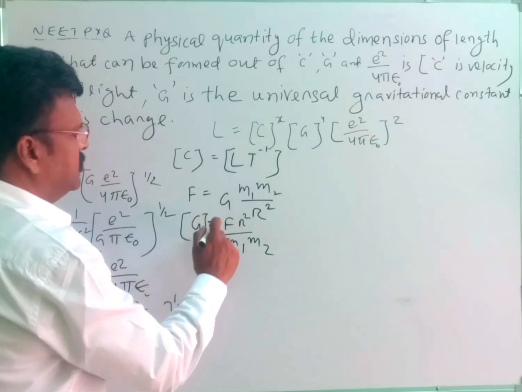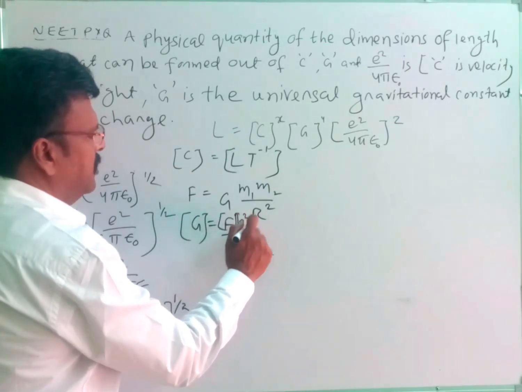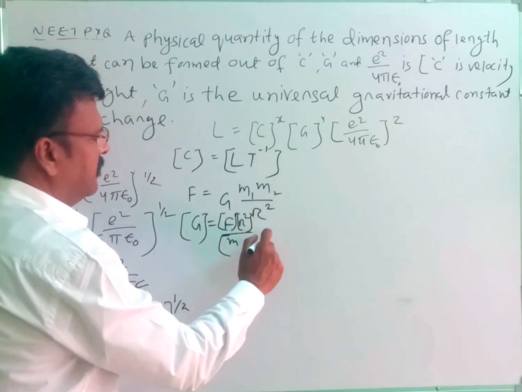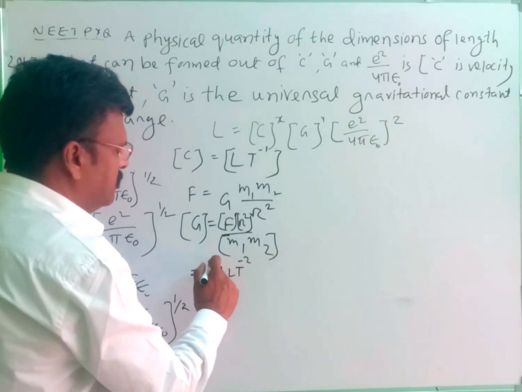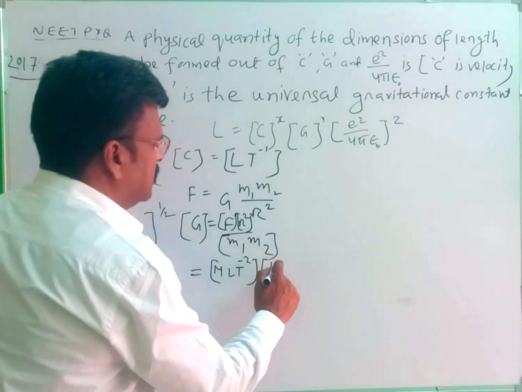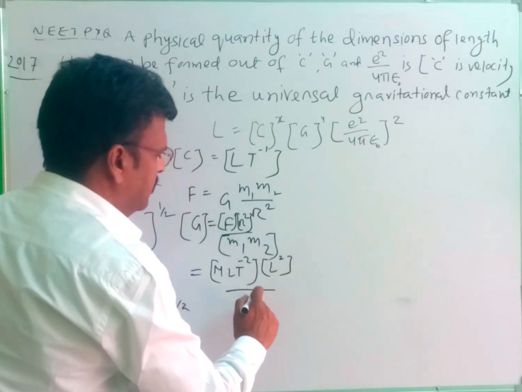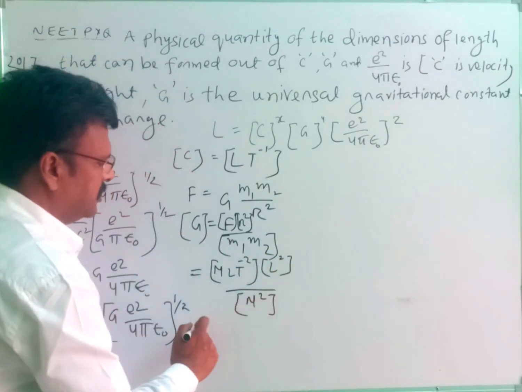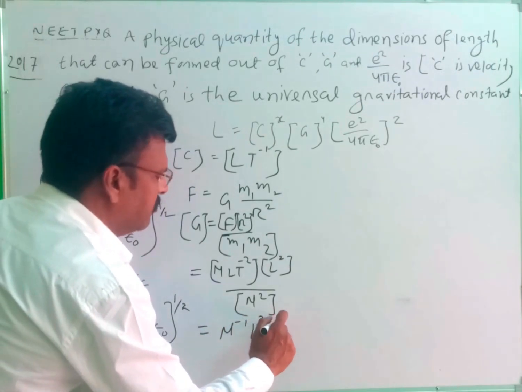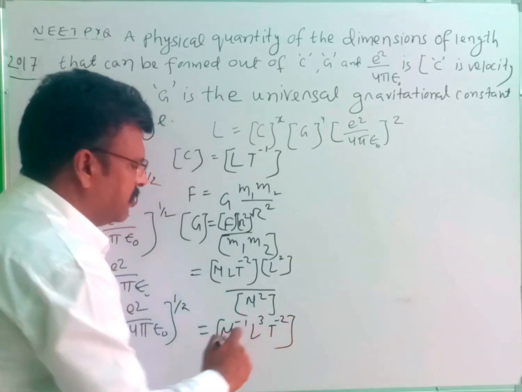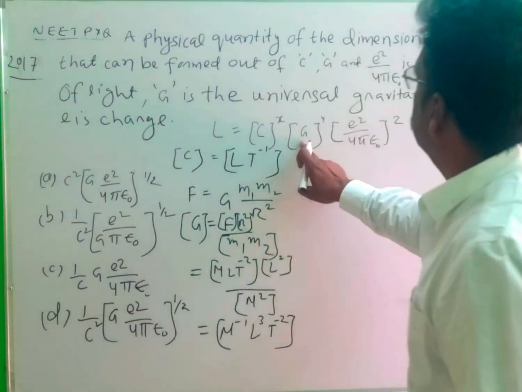So the dimensions of G will be equal to the dimension of F, the dimension of r², divided by the dimension of m1 and m2. This is MLT⁻², the dimensional formula of force. This is L² and this is M². So students, this becomes M⁻¹L³T⁻². This is the dimensional formula of universal gravitational constant G.